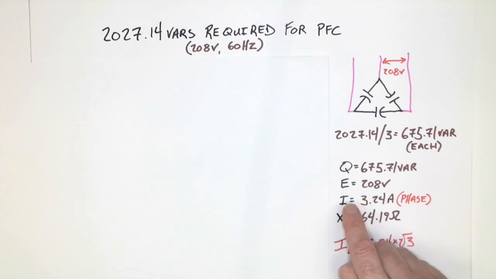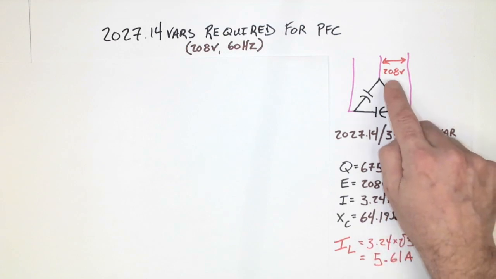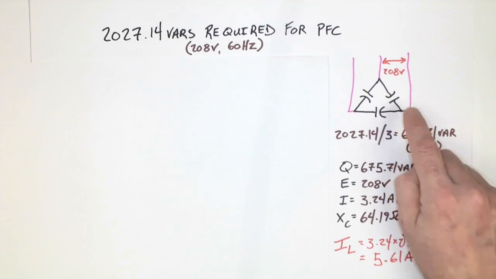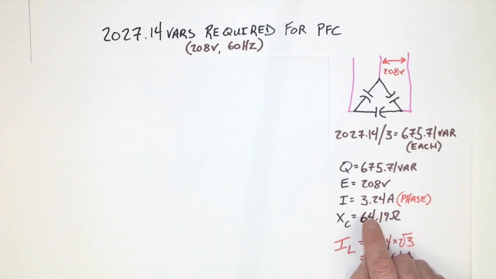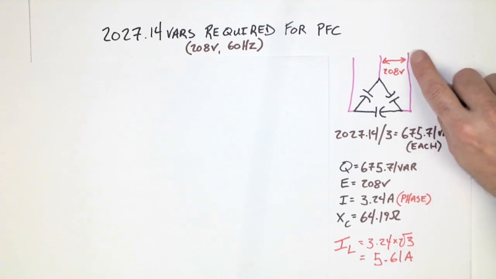If I divide those two using just one of our basic power formulas, we get 3.24 amps. And that would be equivalent to the phase current that would be right here, 3.24 amps. I can then take it a step further by using Ohm's law. 208 divided by 3.24 amps will then give me 64.19 ohms. Now, the line current for this installation would be 5.61 amps traveling right here.